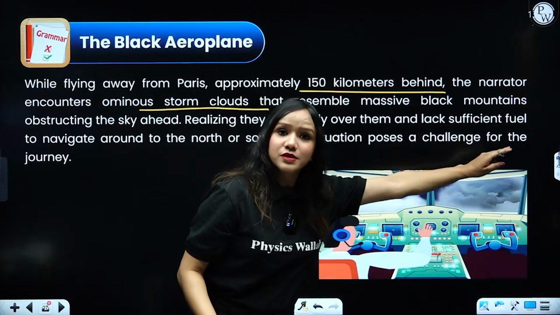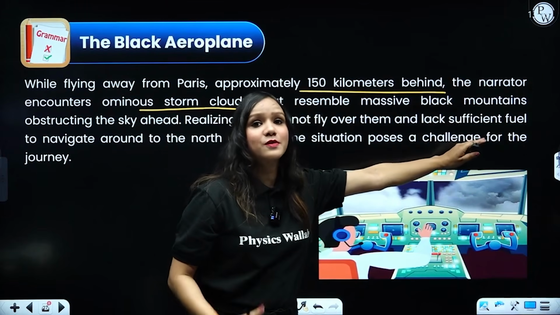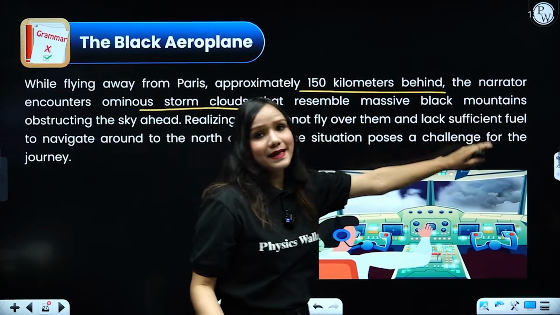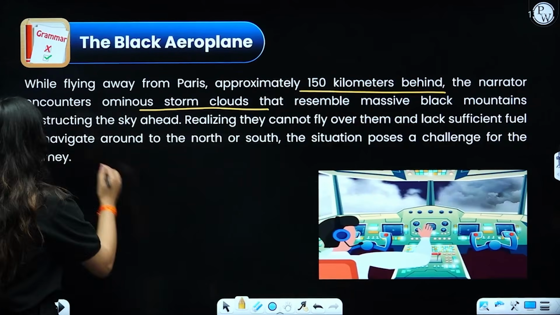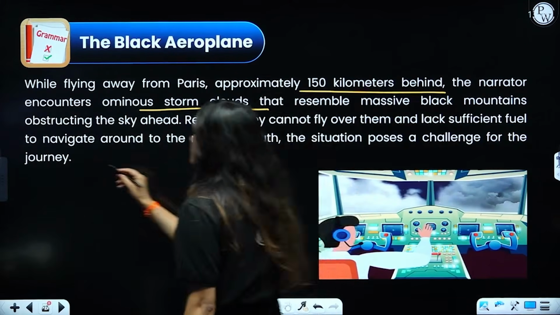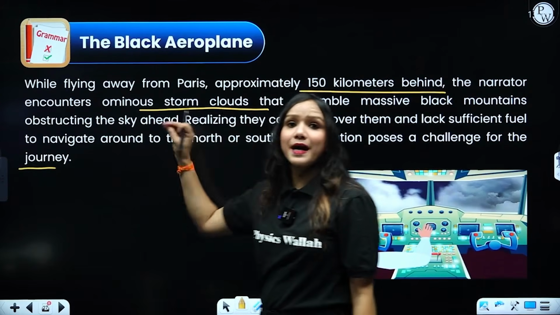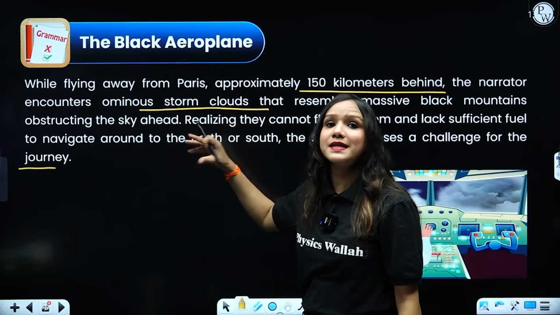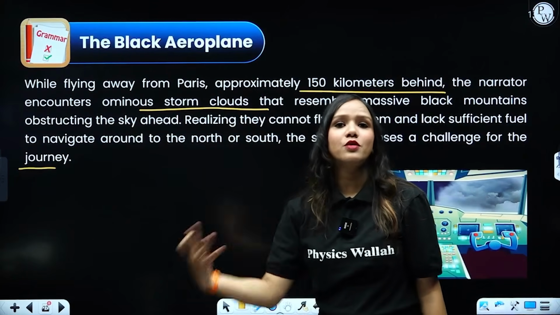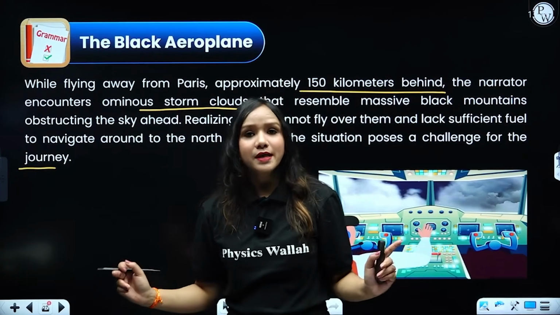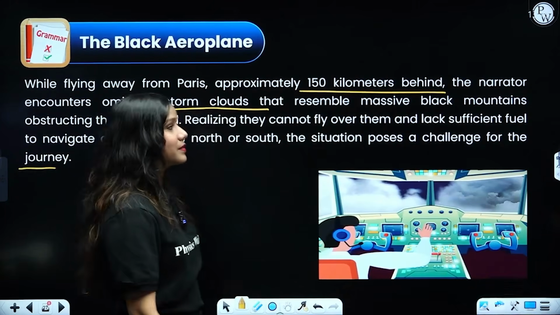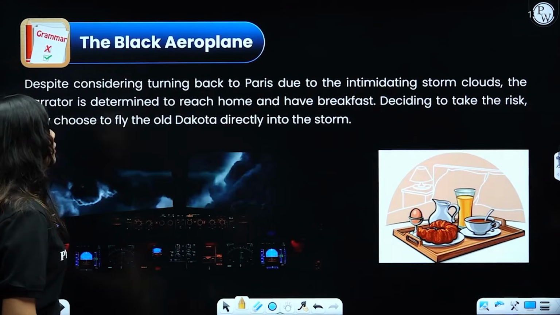and did not have sufficient fuel, just because the plane was already switched on to the second and last fuel tank, right? So to navigate around to the north and south, the situation poses a challenge for the journey. By this time it was impossible for him to take any other direction, he could not even decide the north and south of it, right? So he thought that now he's going to be in big difficulty. The time is going to be difficult.